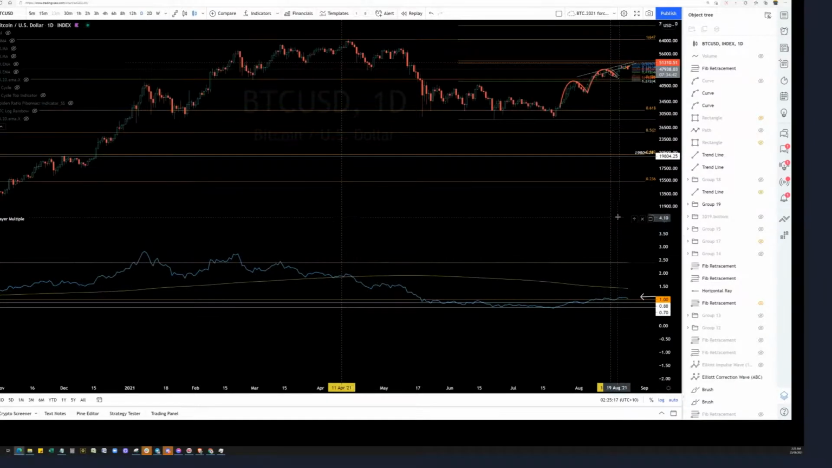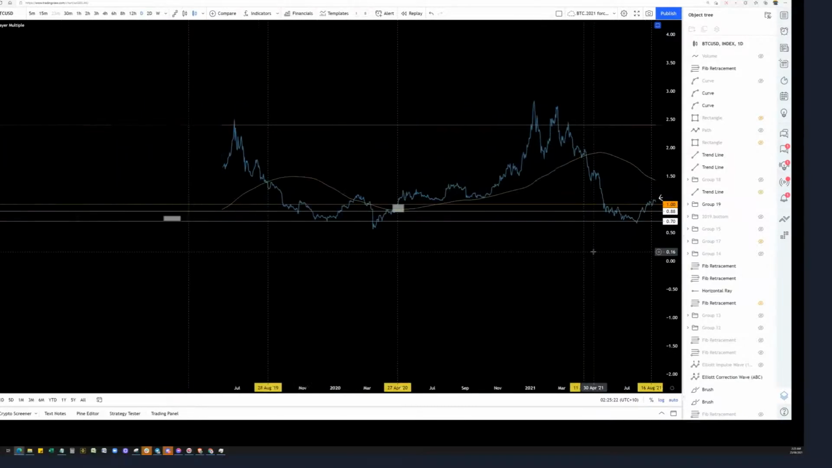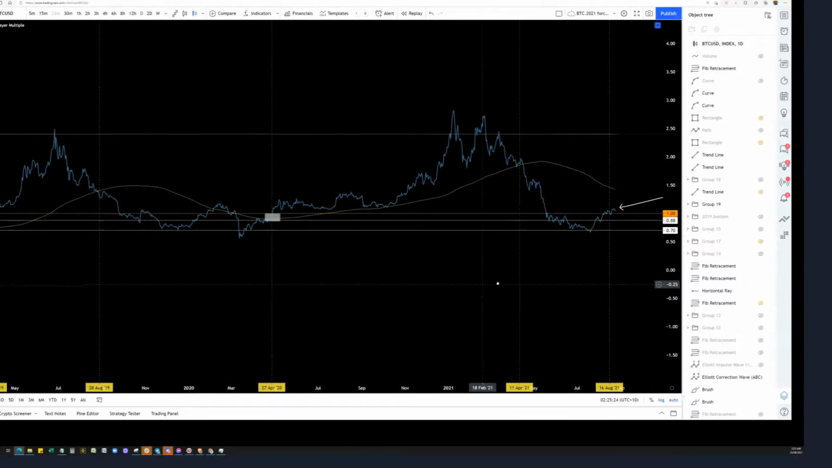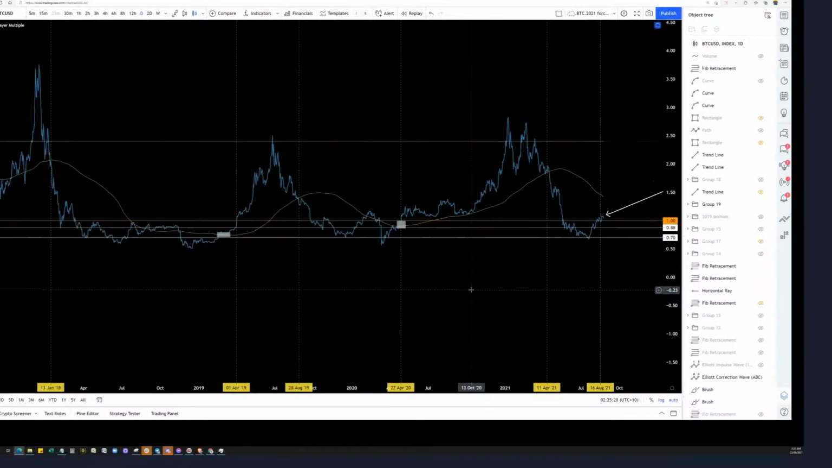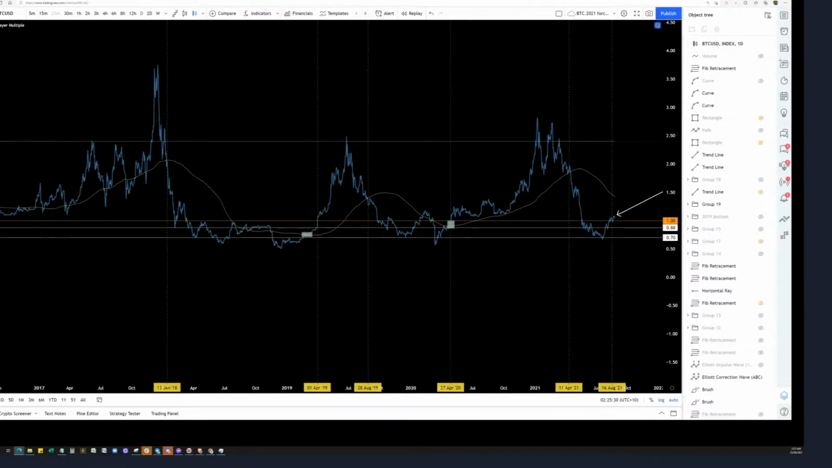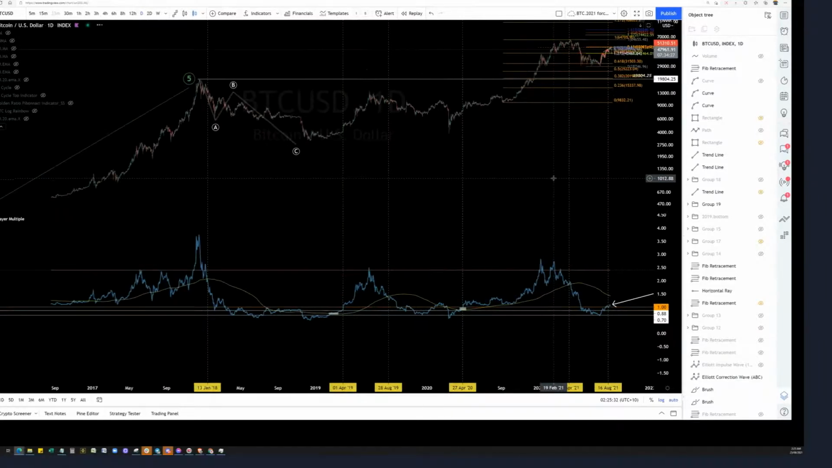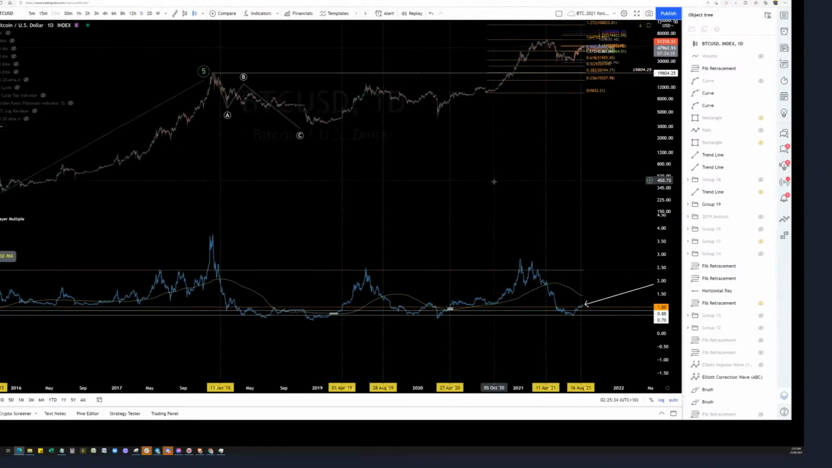Let me get this, let's see. So this is the Maya multiple. Put a bit of effort into it. Here we go. And I'll put my lines.